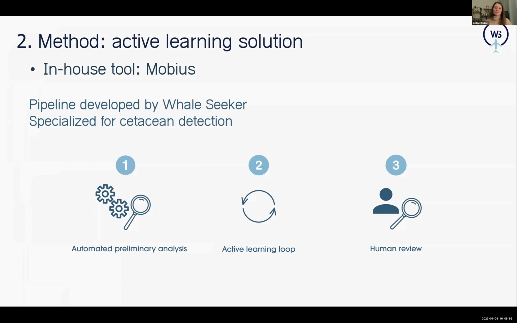So let me now talk about the analysis pipeline we have created at Whaleseeker. It's our in-house tool called Mobius. The pipeline consists of three main steps. First, an automatic preliminary analysis. Second, the active learning loop. And finally, a manual review of the prediction by an expert.